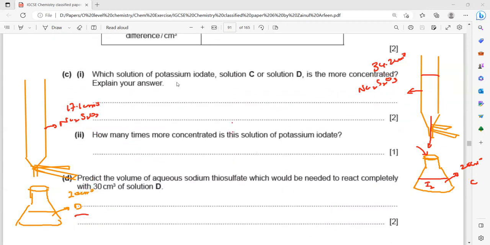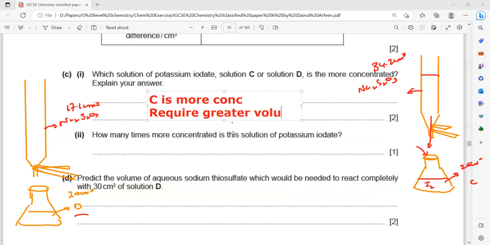Which solution of potassium iodide, C or D, is more concentrated, and explain your answer. So which solution is more concentrated? We'll mention C is more concentrated. And why is C more concentrated? What will be the reason? We'll mention because it requires more volume of thiosulfate relatively. The reason is that it requires a greater volume of sodium thiosulfate for a complete reaction.